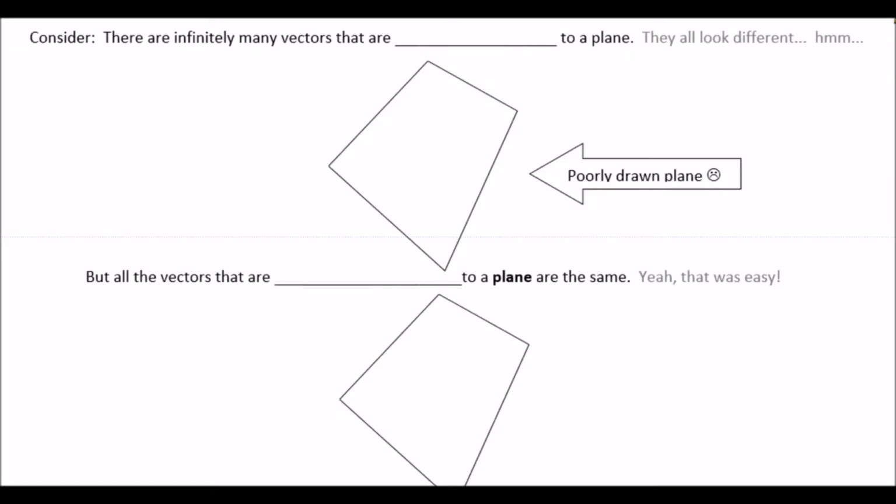Why? Consider there are infinitely many vectors that are parallel to the plane. Here are some. Here's one, here's another one, here's another one. I've got one more in here somewhere. There it is. So these vectors here are all parallel to this plane. Poorly drawn plane, I apologize, but again, I'm trying to draw a plane in 2 space. It's very difficult.